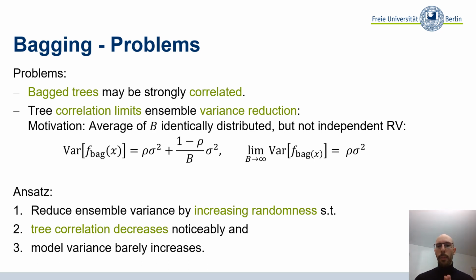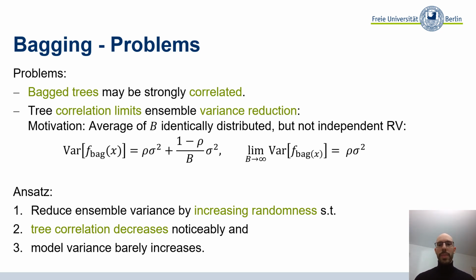So we need to get rid of the correlation here somehow. And the way we can do this is by increasing the randomness of our decision tree generation process. Because if the process of building the trees becomes more random, our trees are not going to look that similar, even if we have similar bootstrap data sets. And so the correlation is going to decrease.